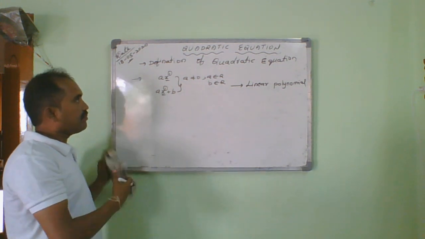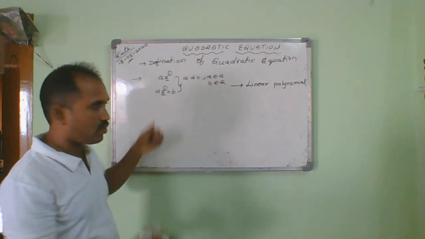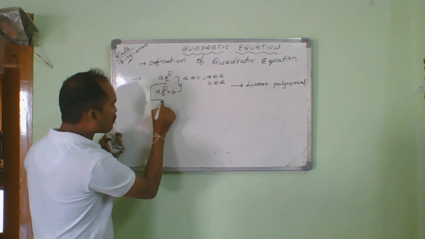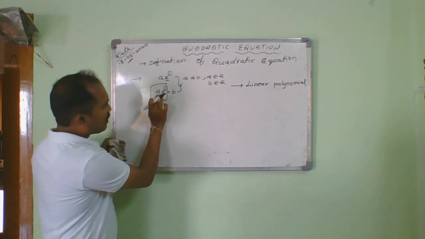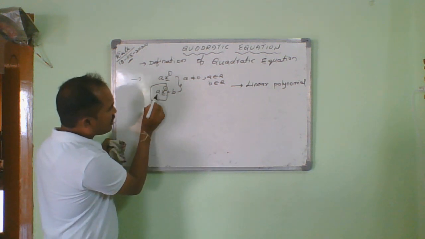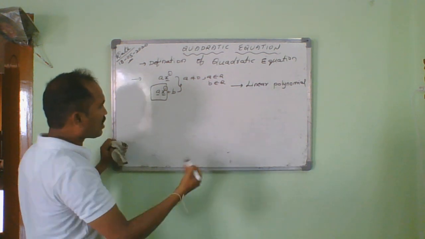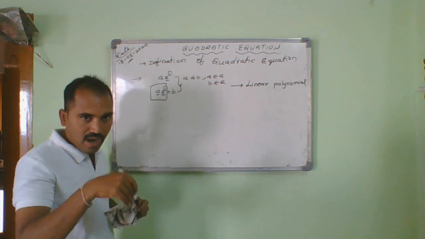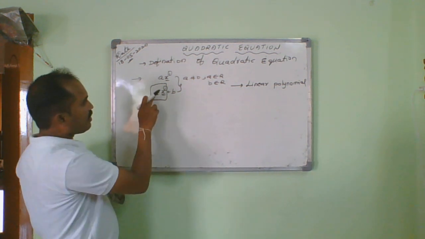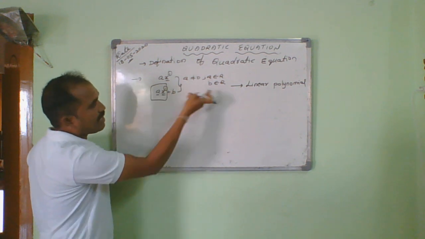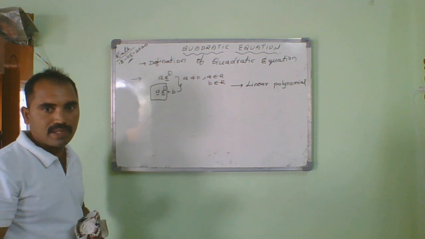At the same time, consider the highest power of the variable and its numerical coefficient. What is the highest power of the variable term? This is the highest power of the variable term. Its numerical coefficient means the number as a coefficient. So what is the number here? a is the number in that highest power of variable term. So if a is not equal to 0, then it is called a linear polynomial. Otherwise, we will call it another polynomial.